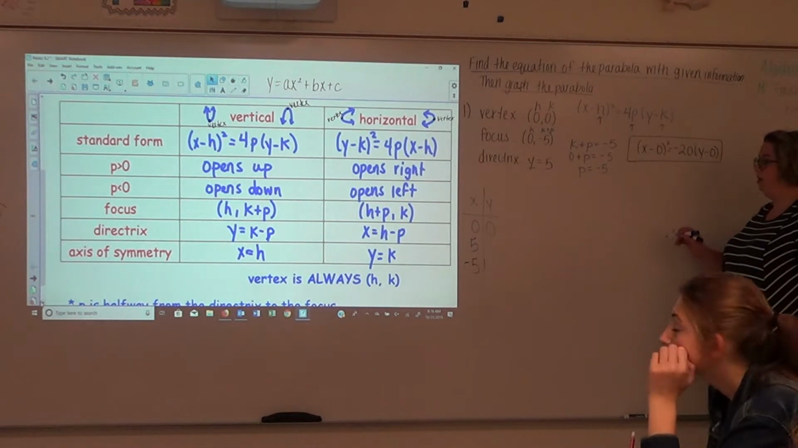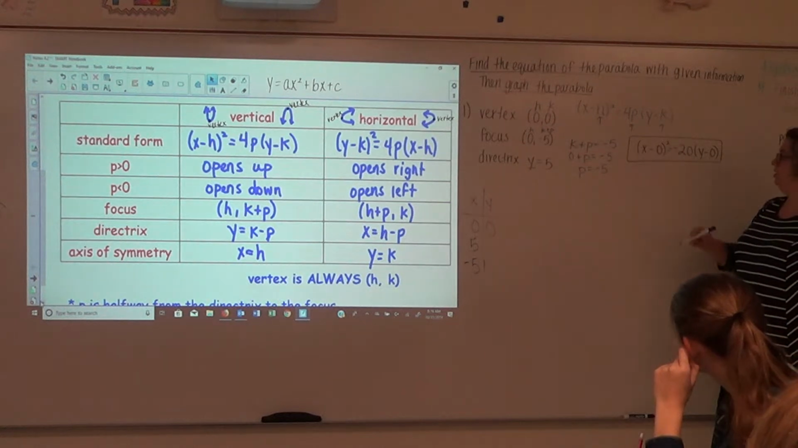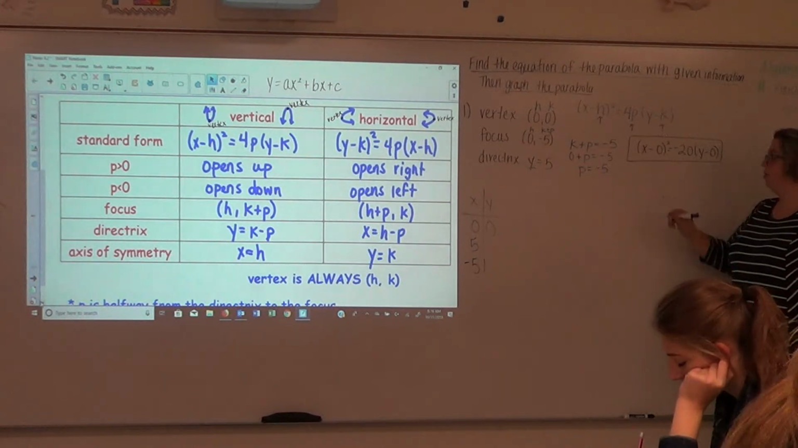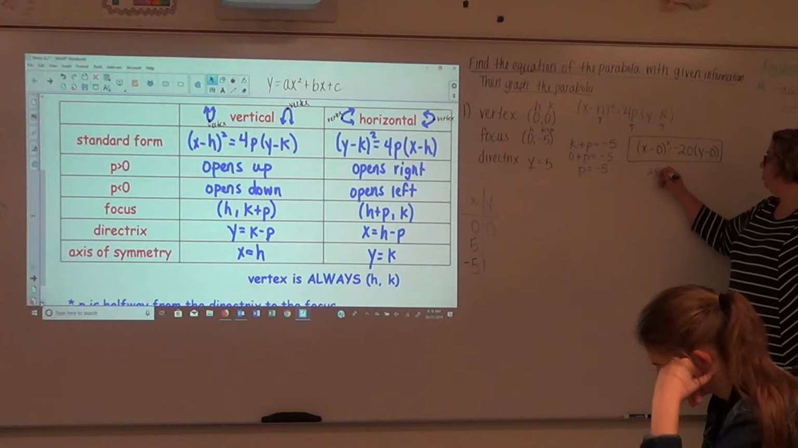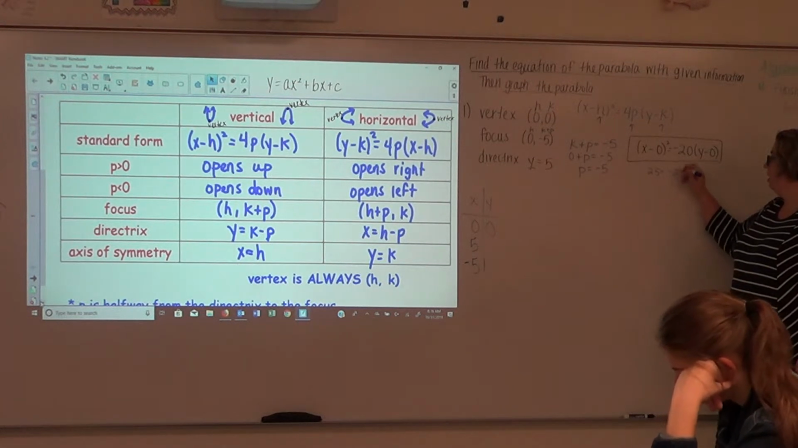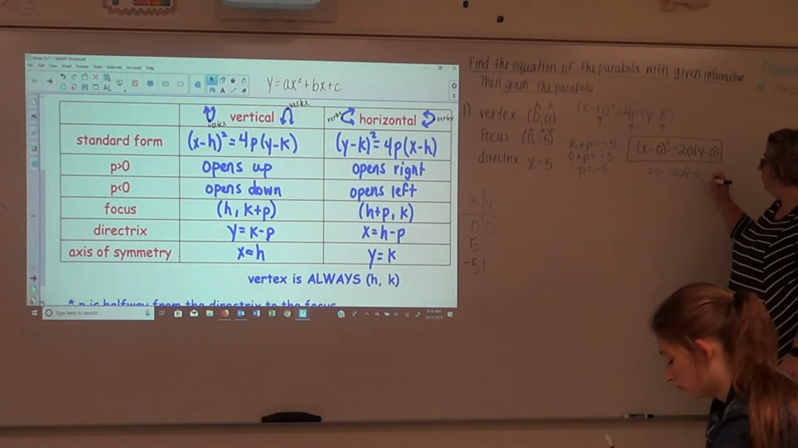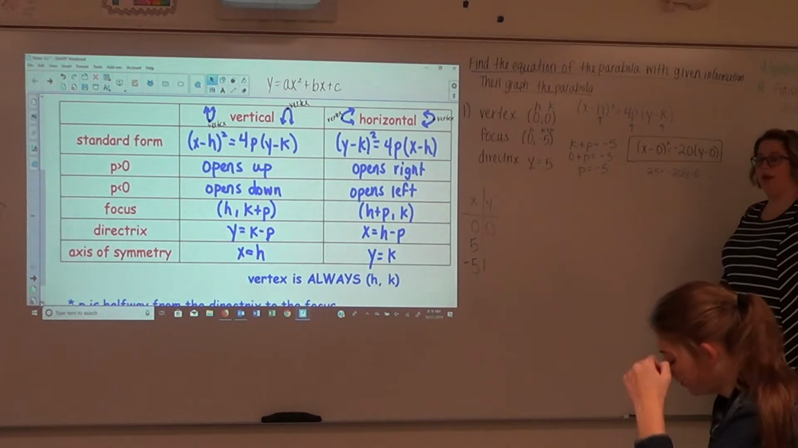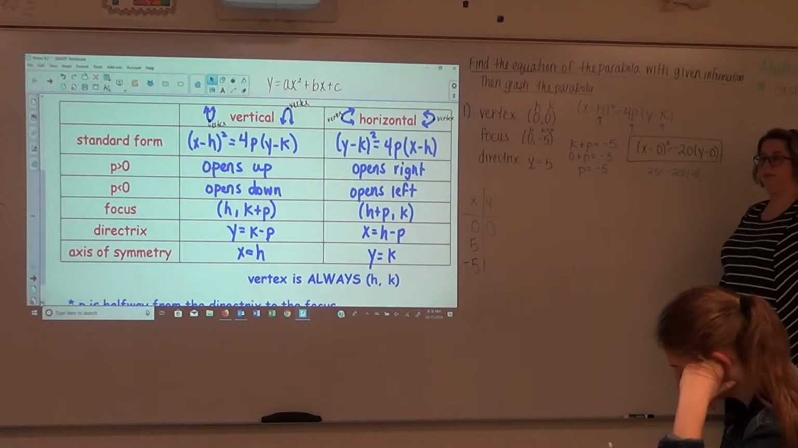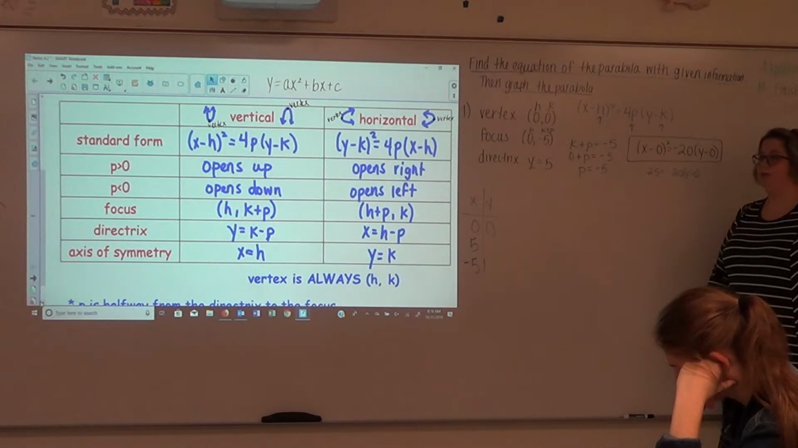Alright, so if I plug in 5, what's 5 minus 0? What's 5 squared? So I would have 25 equals -20 times y minus 0, so it's trying to find y. So how would I solve for y? Peyton, how would I solve for y? Leave your head up and I won't call on you, okay?